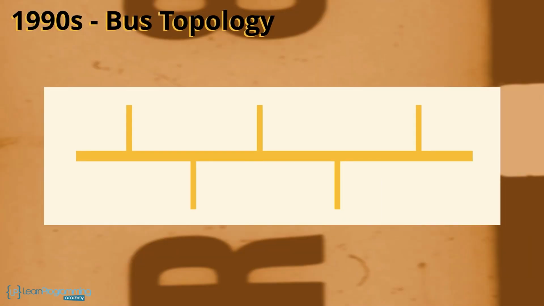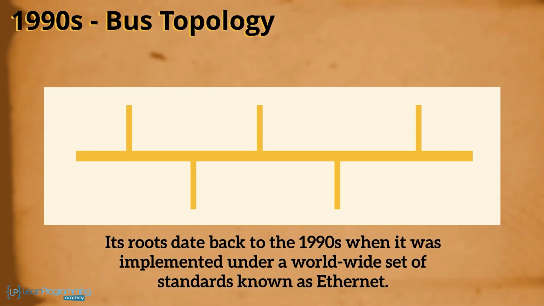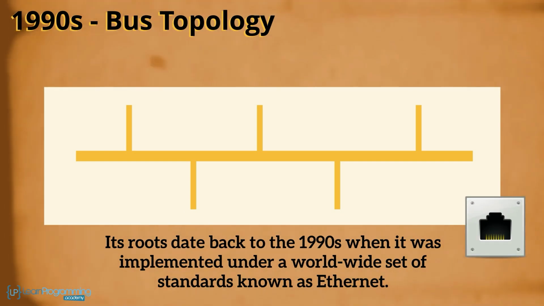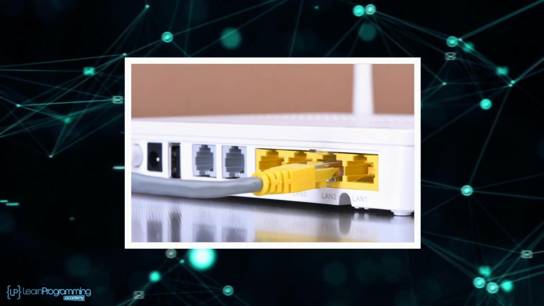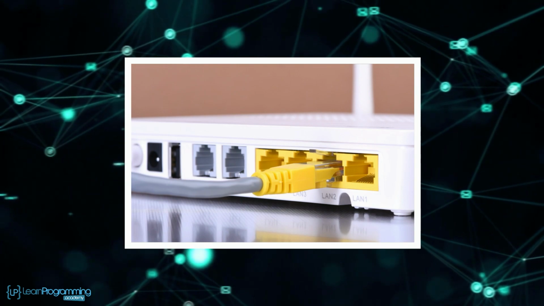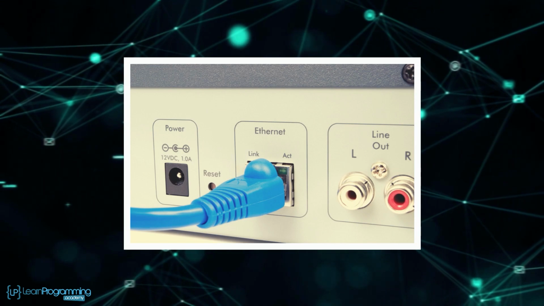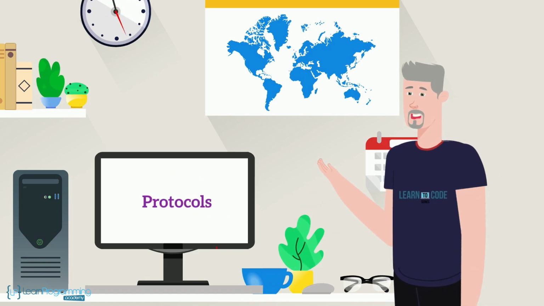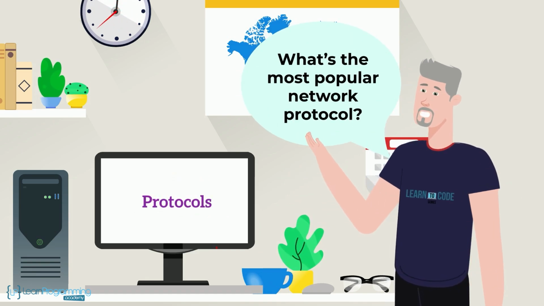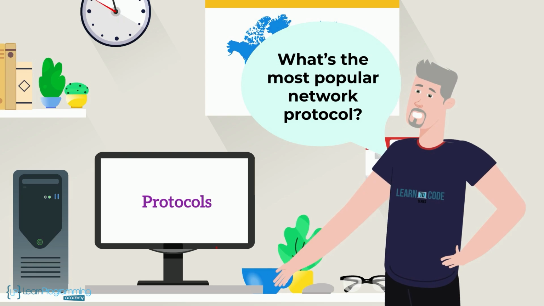What's interesting about the bus topology is that its roots date back to the 1990s when it was implemented under a worldwide set of standards known as Ethernet. Ethernet is in fact still very popular and implemented via wired cabling technology with RJ45 plug connectors. Cable TV in the United States and other countries is a major user of Ethernet. That's the basics of network classifications. Protocols are the topic of my next video. What's the most popular network protocol? Find out in the next video.